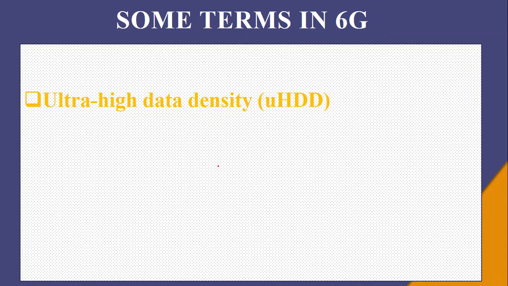First of all, some important terms in 6G. The first one is UHDD. What is UHDD? UHDD is the ultra high data density, which is responsible for providing high data rates to the users.